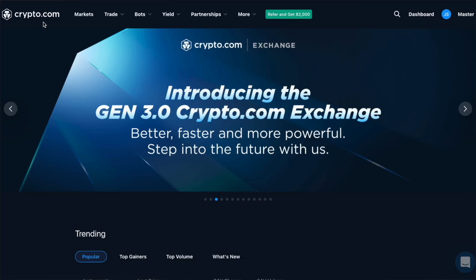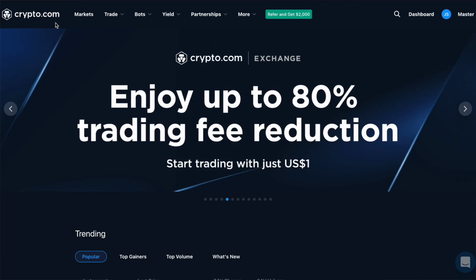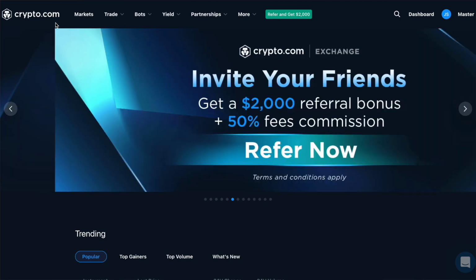I am here logged into my Crypto.com account, and first we want to perform a spot trade. Spot trade means you exchange one currency for another currency. We have some US dollar on the account, and let's say we would like to buy some Bitcoin with it.